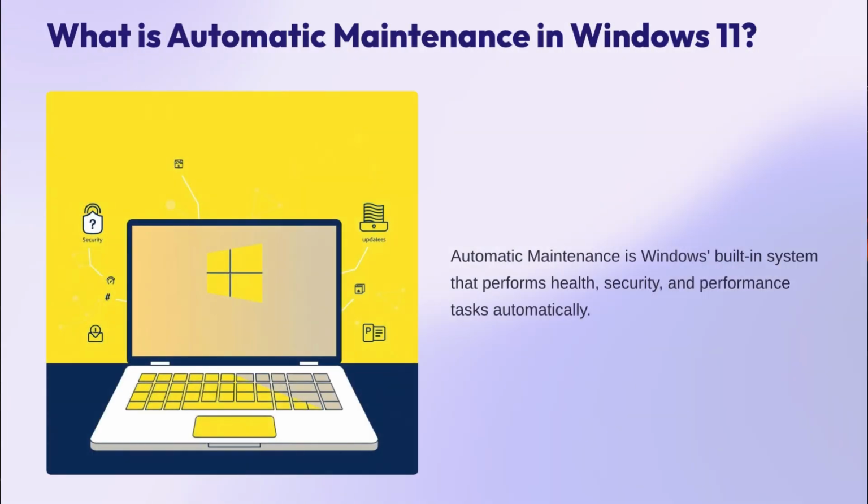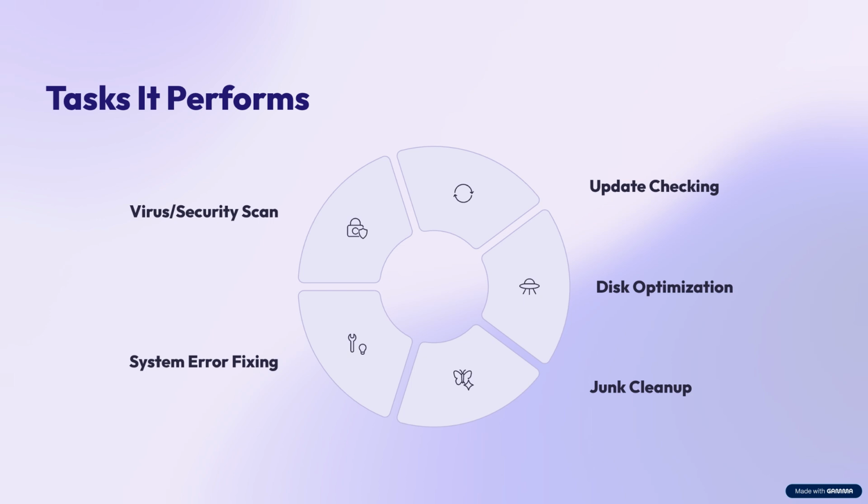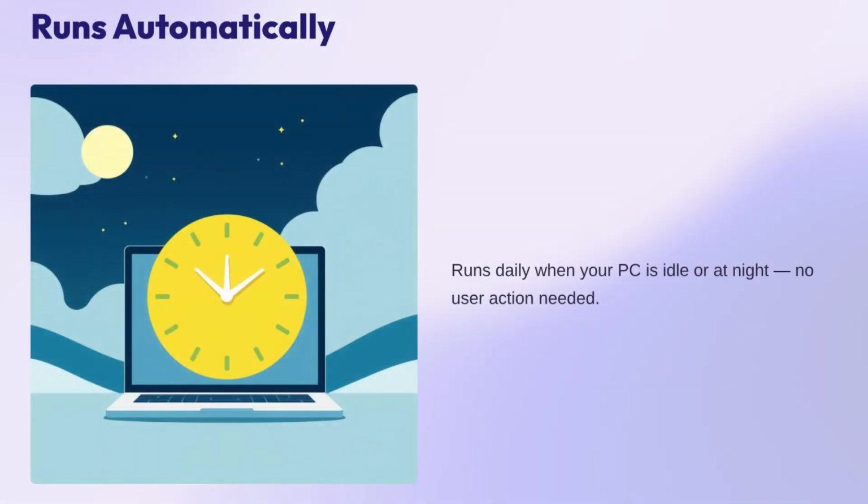Automatic maintenance is a feature in Windows 11 that keeps your PC healthy and fast by doing important tasks in the background. What it does: running security and virus scans, checking for system and app updates, optimizing your hard drive or SSD, cleaning temporary and junk files, detecting and fixing system errors. The best part, you won't have to do anything. Windows performs these tasks automatically, usually at night or when your PC is idle.